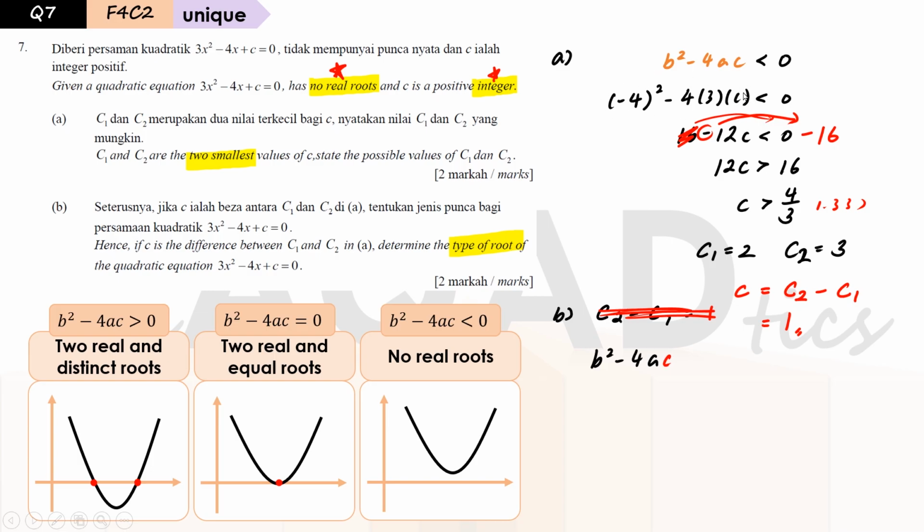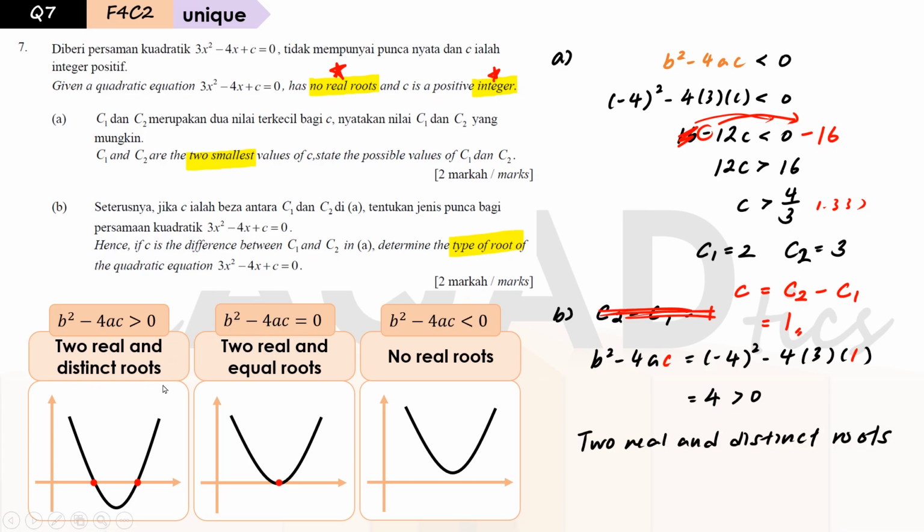It's just that the value of c, we substitute with 1. Everything stays the same except for c, we change to 1, and we find out the value, it is positive 4, so meaning it is greater than 0. And if greater than 0 means that the type of root would be 2 real and distinct roots.